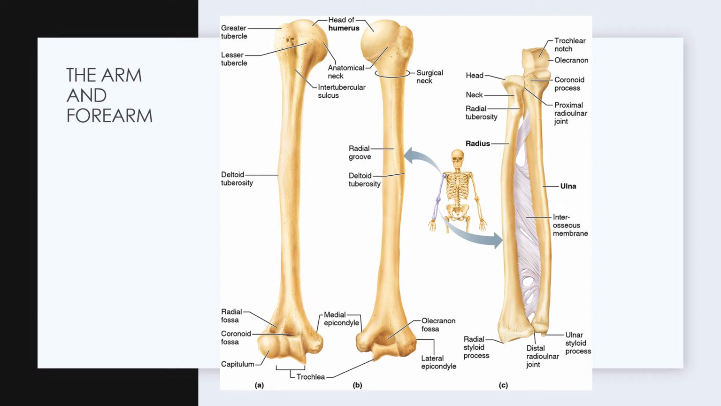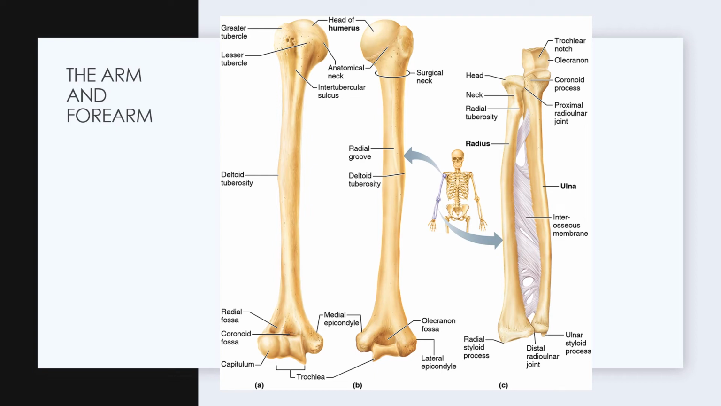When the body is in anatomical position, the radius is the lateral bone. So if anybody knows how to find a radial pulse, it's thumb side, right? So that's where your radius is and your ulna is on the other side. When the hand is rotated so that the palms face backwards, the distal end of the radius crosses over and ends up medial to the ulna. So it twists over the ulna, which is pretty cool.